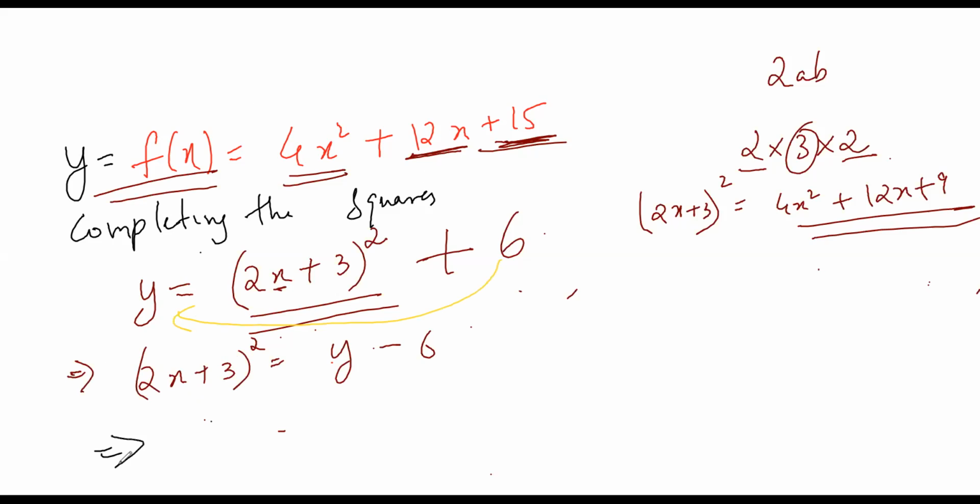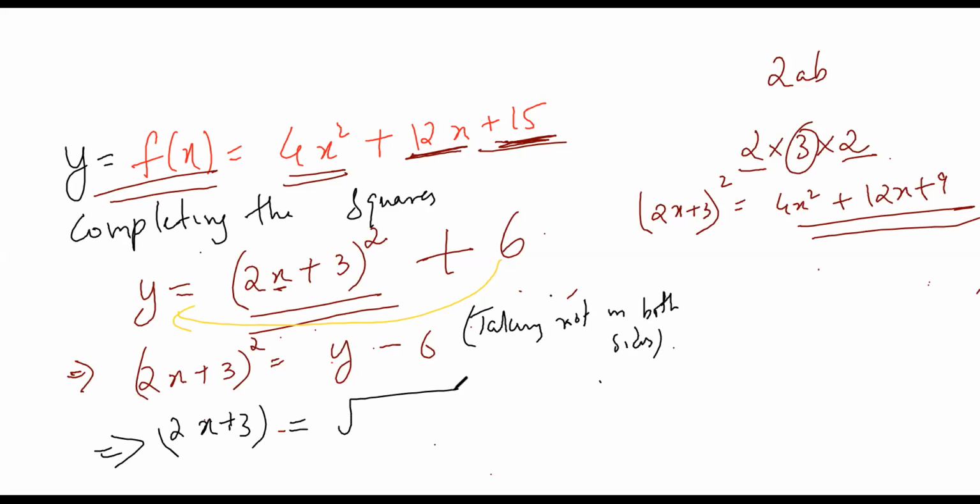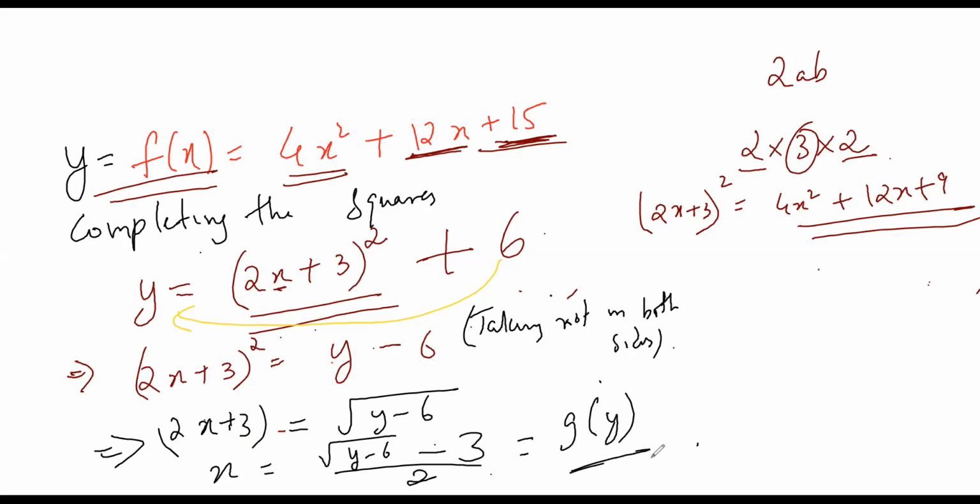This is equal to 2x plus 3 is what? Taking square root on both sides. Is equal to root of y minus 6. Correct. So what is my x value in this? Root of y minus 6 minus 3 by 2. This is my g of y value.